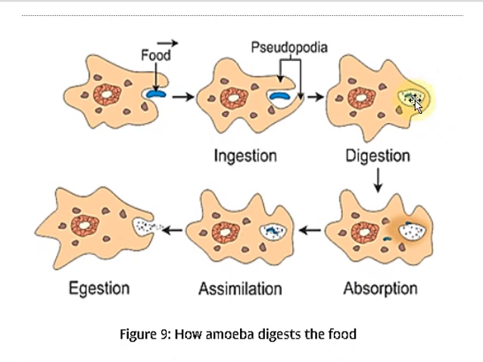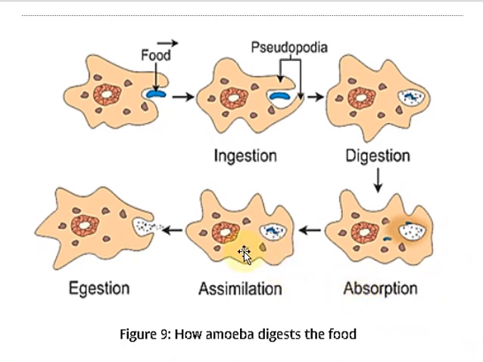Now that food is acted upon by the digestive juices in the food vacuole. Here the food gets digested. So this is known as the digestion process. Then this digested food is absorbed by the amoeba. This is known as absorption.